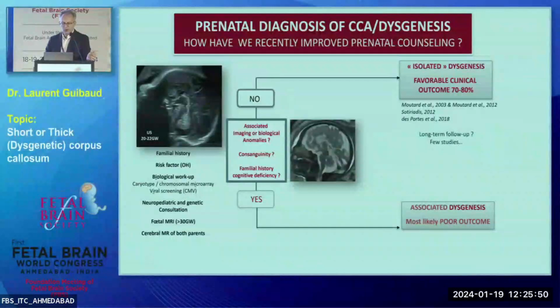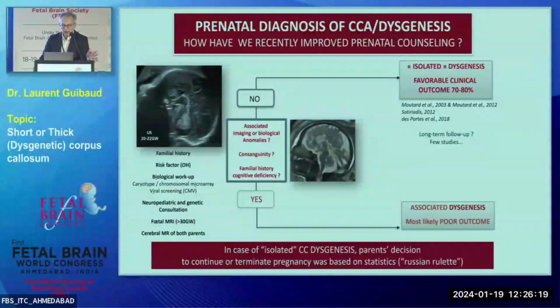With imaging, for sure, but we have to go to genetics. Some years ago, what we did, we looked for chromosomal anomalies, for MR, for consanguinity, for family history. If it was isolated, we said the prognosis should be good, with the outcome good in around 70 to 80%. If there were anomalies, it was most likely a poor outcome. So in case of isolated corpus callosum dysgenesis, parental decision to continue or terminate was based on statistics, a sort of Russian roulette.